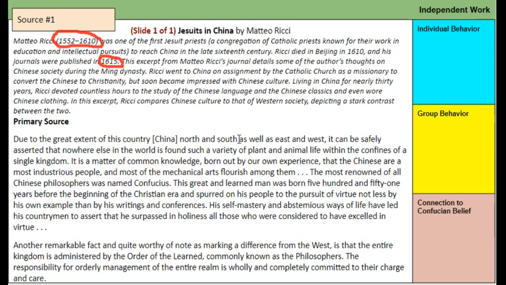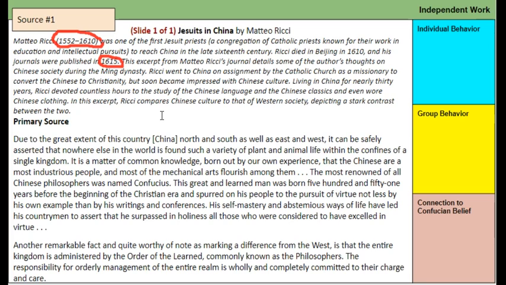In this excerpt, Ricci compares Chinese culture to that of Western society, showing a stark contrast, meaning a difference between the two. So this gives you background. He's going to look at the difference between the two. So if we're going to see differences, we may ask whether they relate to individual behavior, group behavior, or maybe even Confucian belief. Okay, let's read this.